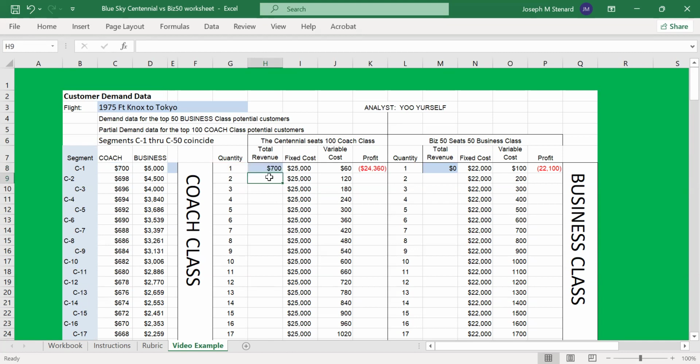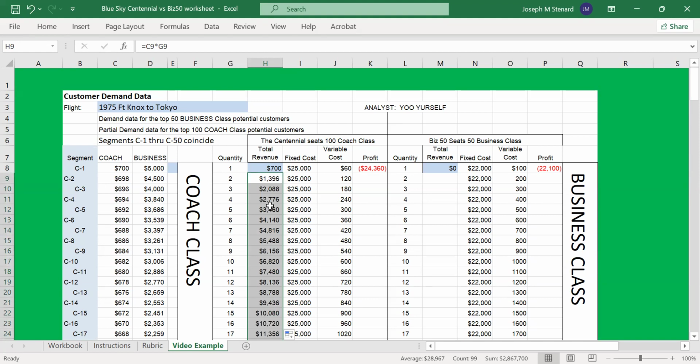And we'll do that again. So you just click on the cell that you want to do it. You put in equals. You click in the price that we're thinking about charging, multiply times the number of people who would pay it, and that gives us our revenue. Once you have that formula in there once, you can double click and it auto fills it, which is very nice.